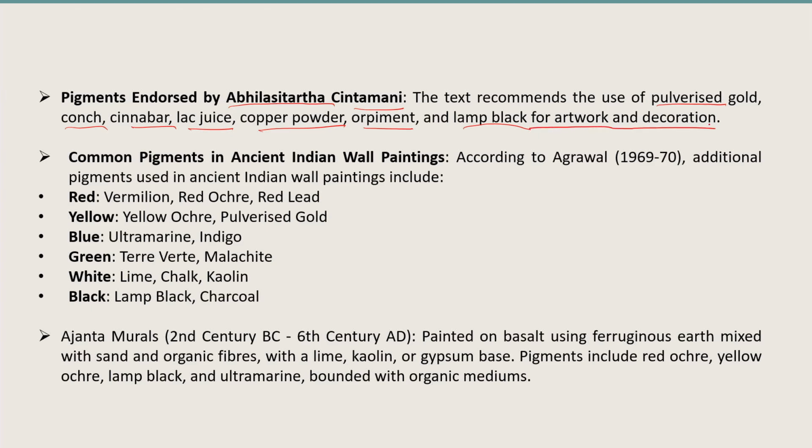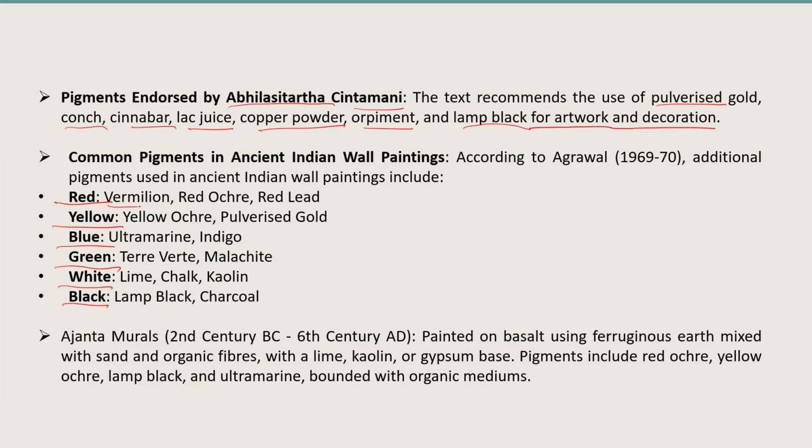Common pigments in ancient Indian wall painting. According to Agrawal, additional pigments used in ancient Indian wall painting include red, yellow, blue, green, white, black. And now we have to see how the particular colors were made by the ancient people. So, the source of the color and the mixing of that particular color is also described by the ancient scholars.